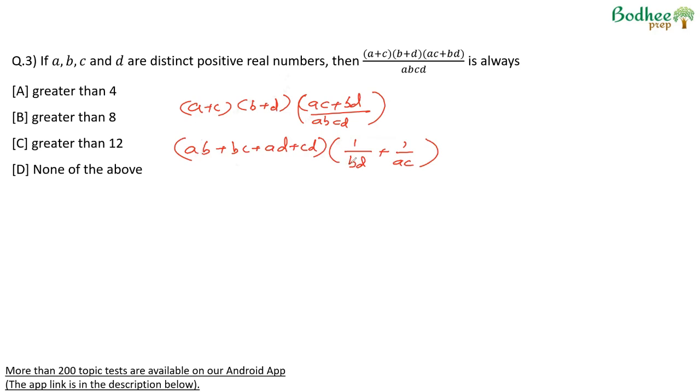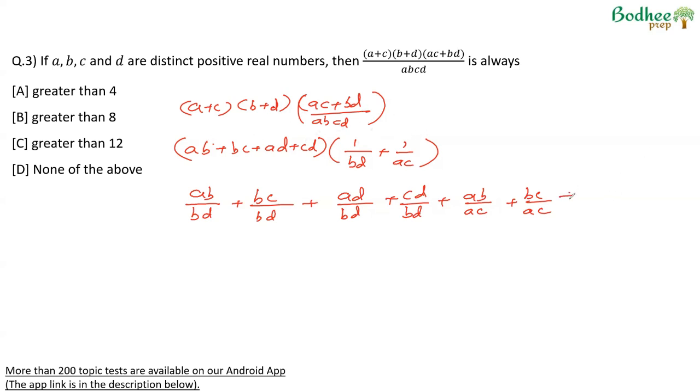Multiplying them further, AB into 1 by BD will be, or we can write each of them, so AB plus BC by BD, AD by BD, CD by BD. Multiplying each term 1 by 1 is what I am doing. BC by AC, one term from here, multiply by this, then these two, AB 1 by AC, BC 1 by AC, AD 1 by AC, CD 1 by AC.